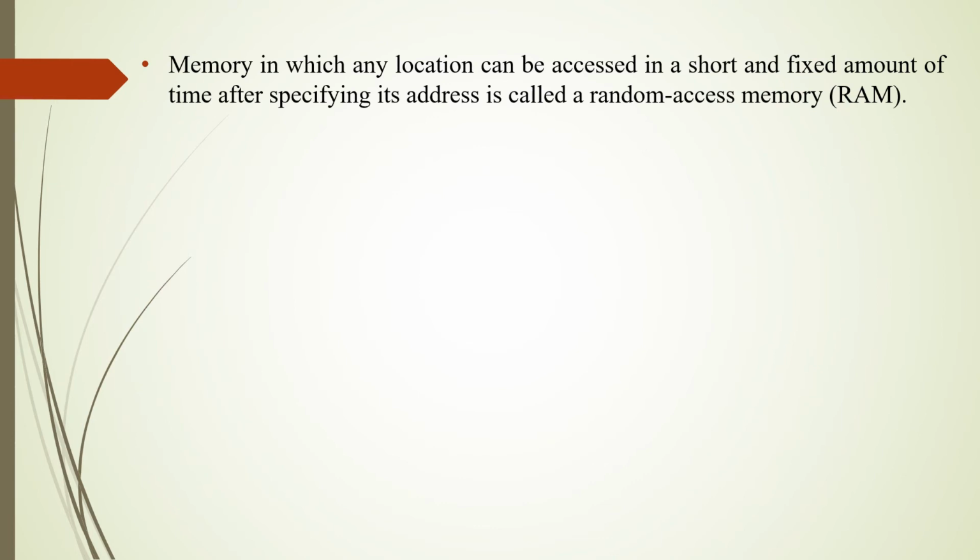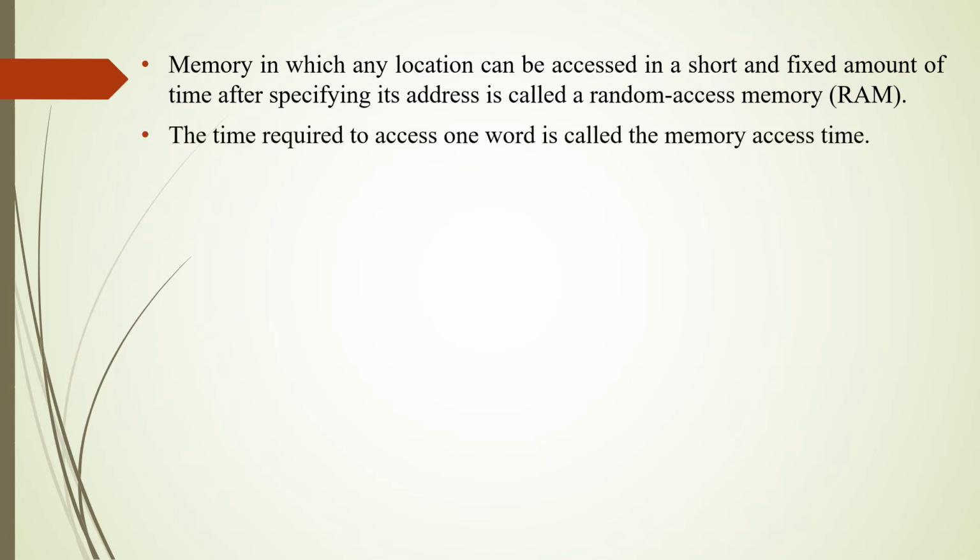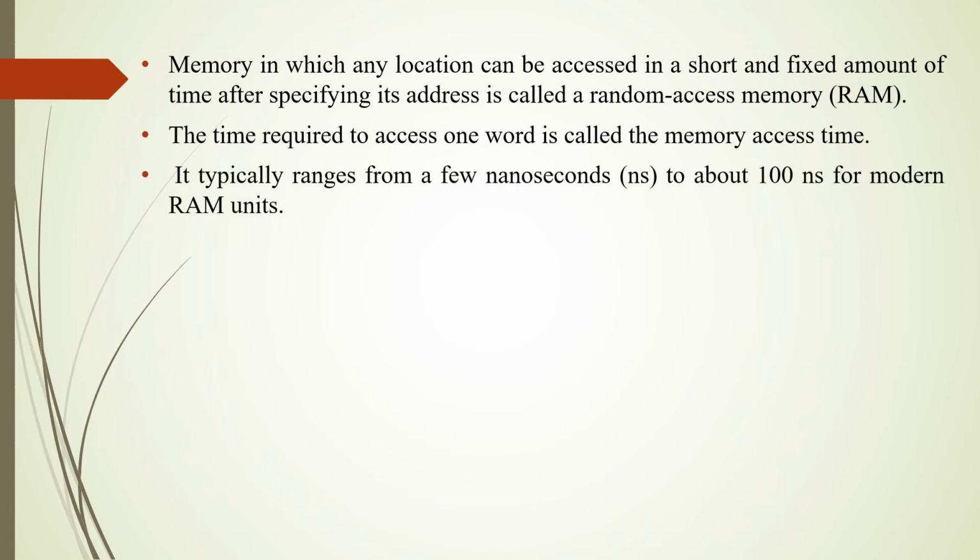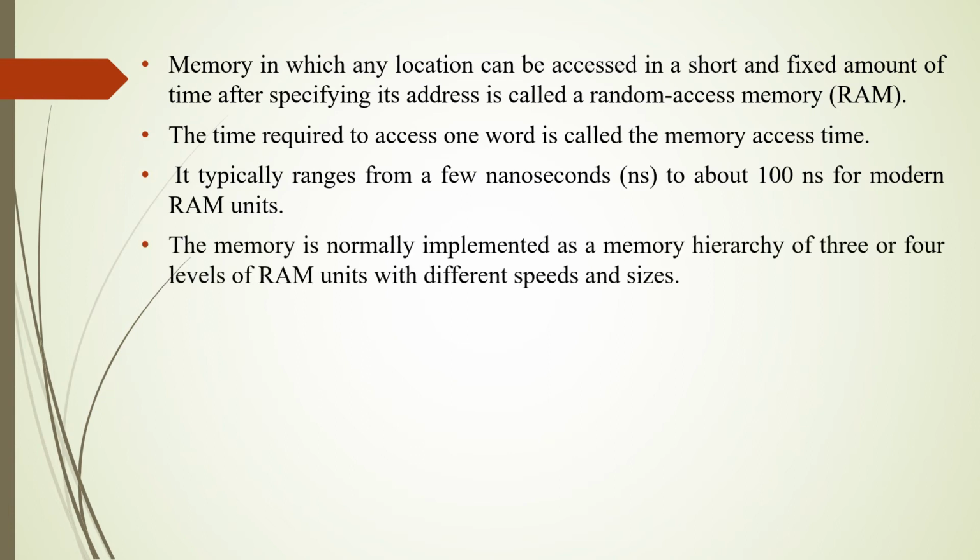Memory in which any location can be accessed in a short and fixed amount of time after specifying its address, we call it random access memory. The time required to access one word is called the memory access time. It typically ranges from a few nanoseconds to about 100 nanoseconds for modern RAM units.